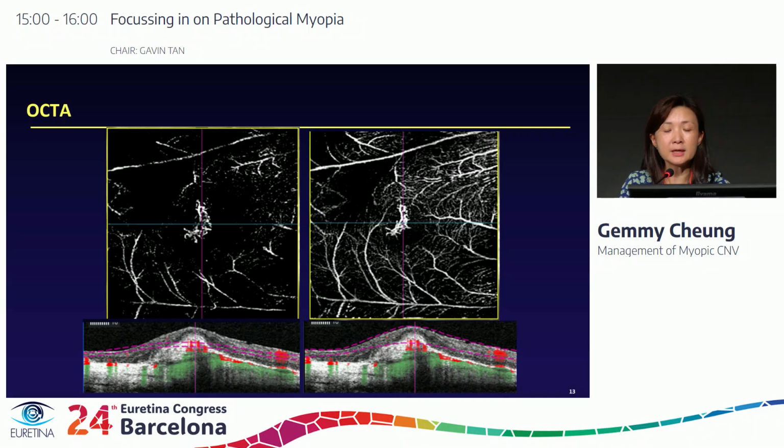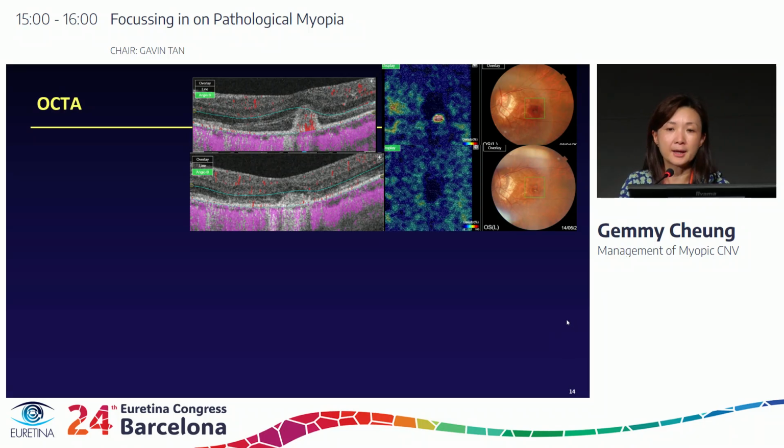OCT angiography shows us the presence of a CNV, does not show us whether it's active or not. With treatment, does it show us a shrinkage of the lesion? Does this example show you? Well, actually, this example shows you the same lesion on the same day. I just used a different segmentation. So in terms of quantification of OCTA, it remains to be a challenge and it's very unreliable.